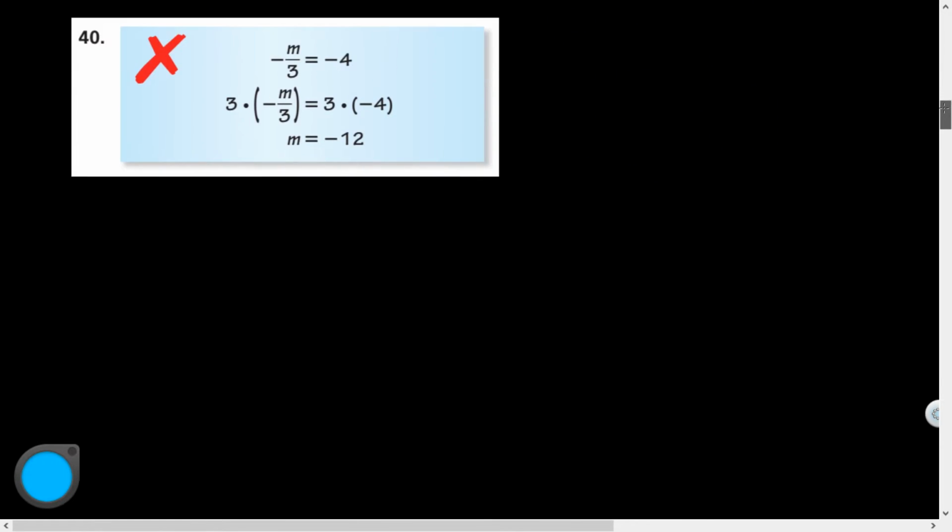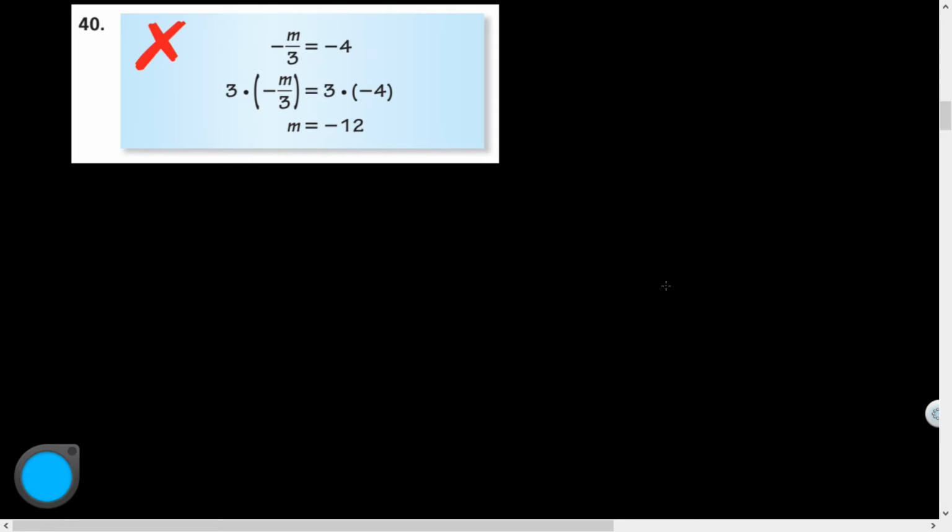All right, last question. This one is error analysis. It says, describe and correct the error in solving the equation. Okay, so here we go. Let's see. I'm going to take out my red pen here. Oh, it's already been marked wrong. So here's the original problem.